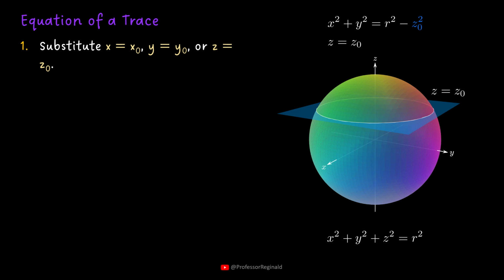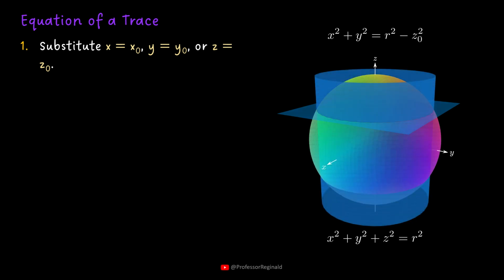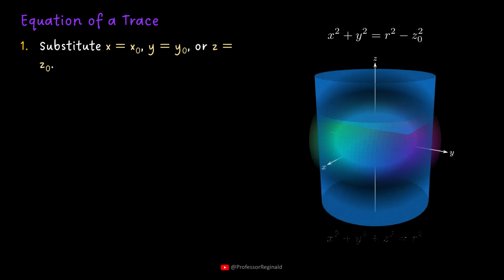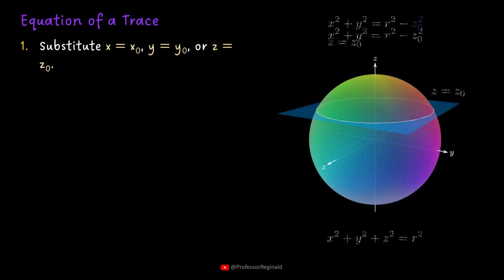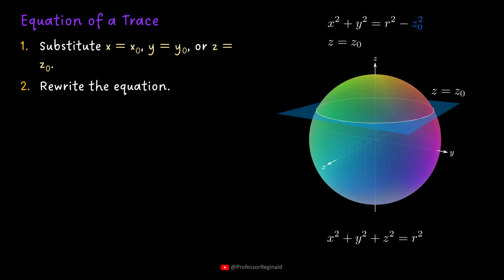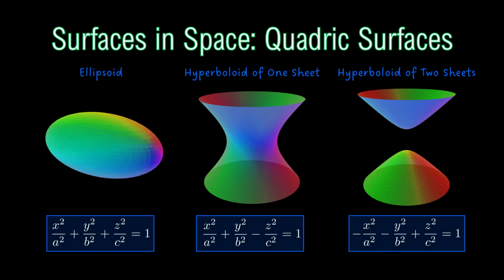If the equation of the plane is not specified, by default, an equation in two variables would refer to the equation of a cylindrical surface. Second, rewrite the equation in general form or standard form, if needed. Please watch the next video for a discussion about the types of quadric surfaces.